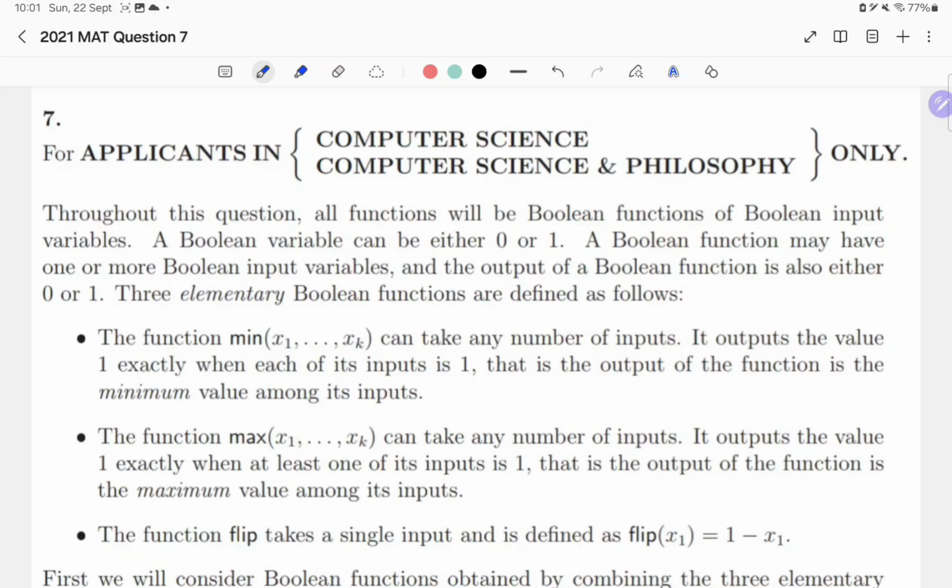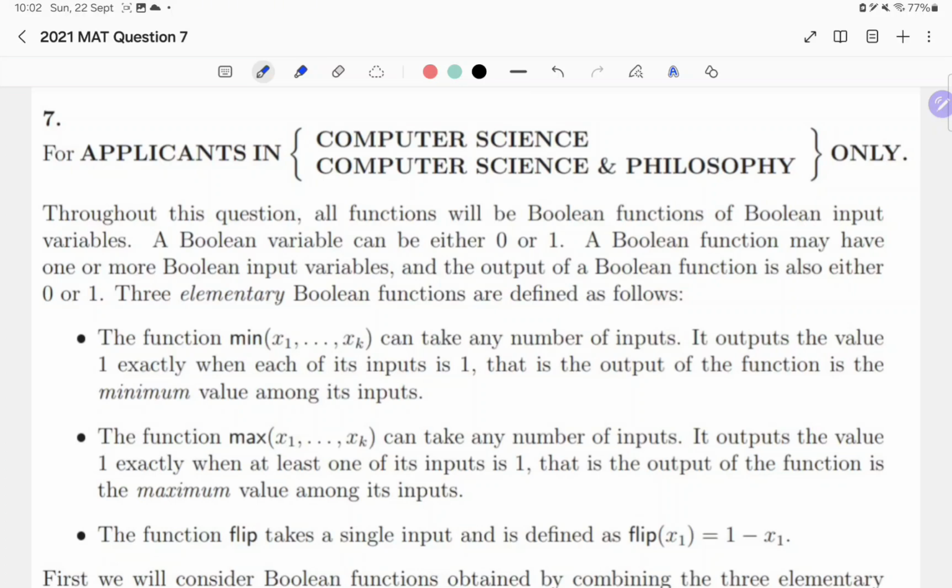So let's get started. Throughout this question, all functions will be Boolean functions of Boolean input variables. A Boolean variable can be 0 or 1. A Boolean function may have one or more Boolean input variables, and the output of a Boolean function is also either 0 or 1. Three elementary Boolean functions are defined as follows.